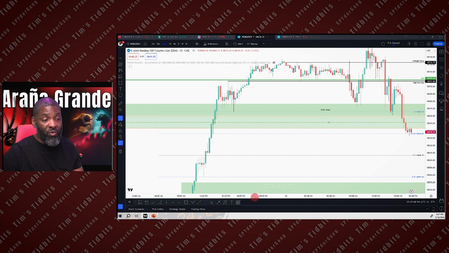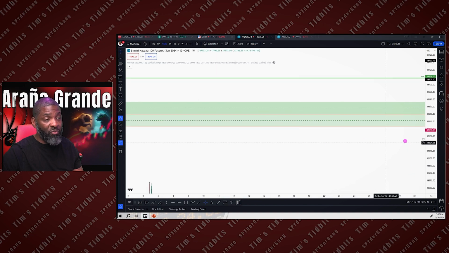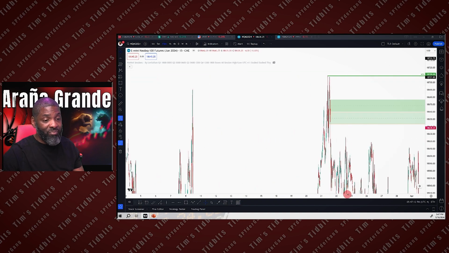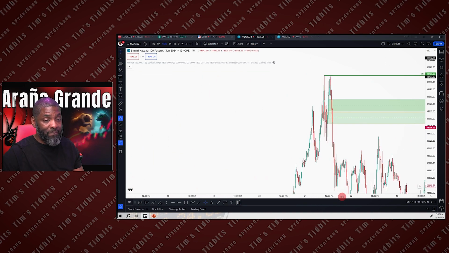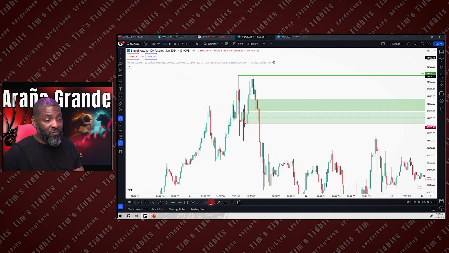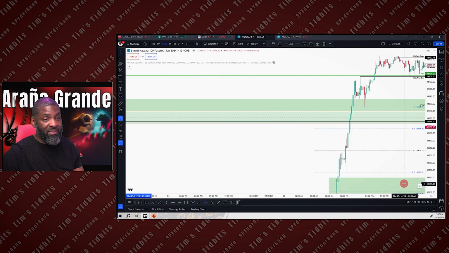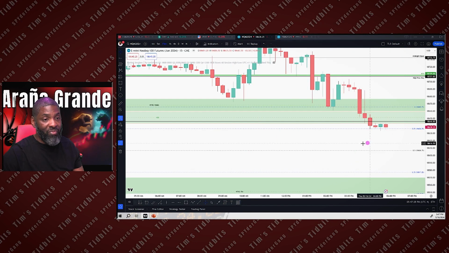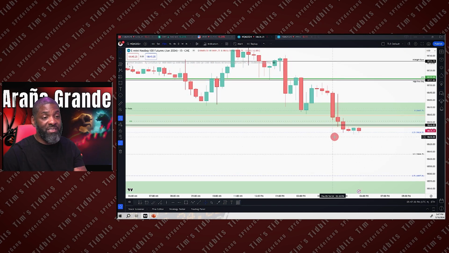What was at the low of that order block over there? Remember what was at the low of that order block? Right here, if we go toward the low of that order block and put in a ray right there, that is the high of that PM SIBI.